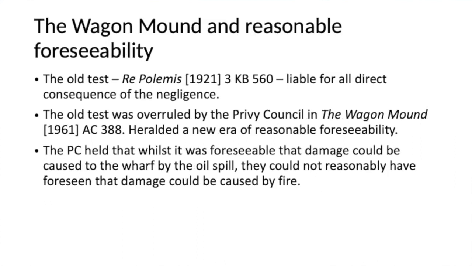Now, the Wagon Mound is the old and leading decision on remoteness and reasonable foreseeability, and as you will all know, it gave rise to the new test of reasonable foreseeability, and overruled the old approach, in the case of Re Polemis, which was that the defendant would be liable for all direct consequences of the negligence. But the Privy Council overruled this in the Wagon Mound and introduced the new approach of reasonable foreseeability. Now, in the Wagon Mound itself, the Privy Council held that whilst it was foreseeable that damage could have been caused to the wharf by the oil spill, they could not reasonably have foreseen that the damage could have been caused by fire, and that was the important distinction.